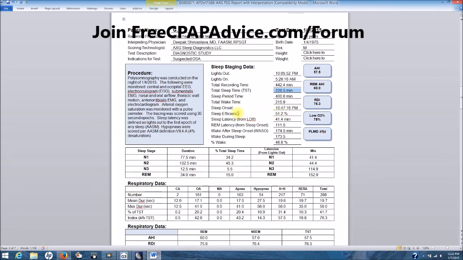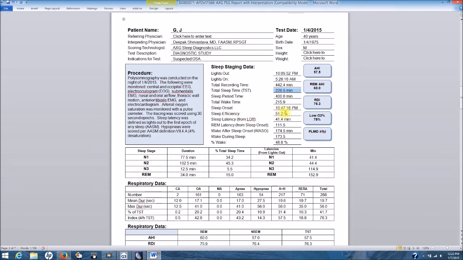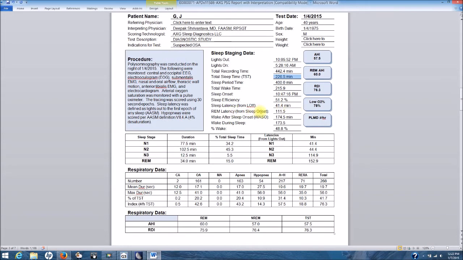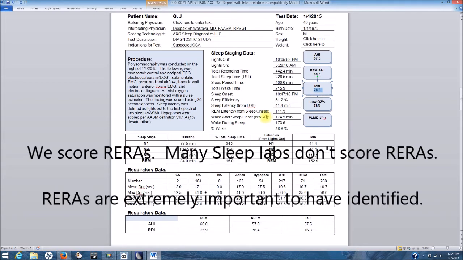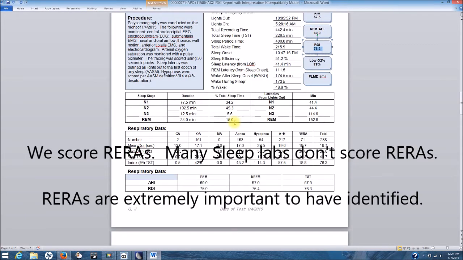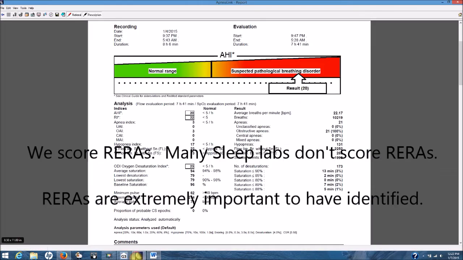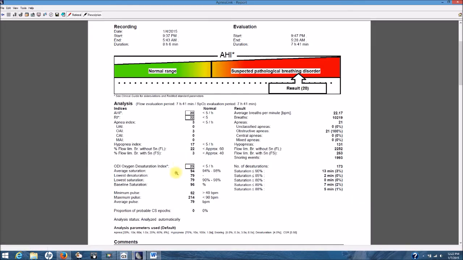We can look here and say, well, sleep efficiency was 51%, the time he was asleep out of all that. It also gives us REM latency. Here's our AHI. We have the REM AHI, which is actually pretty close to the AHI, so it does not appear there was any REM specific component. You can see that the RDI was higher because this incorporates RERAs, respiratory effort related arousals. And that's just the front page, and we already have more information than this.